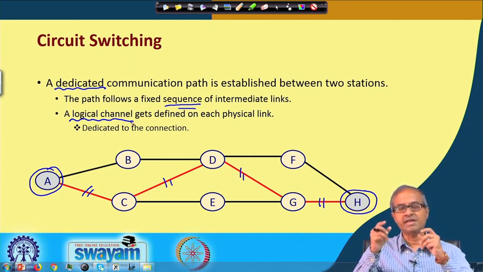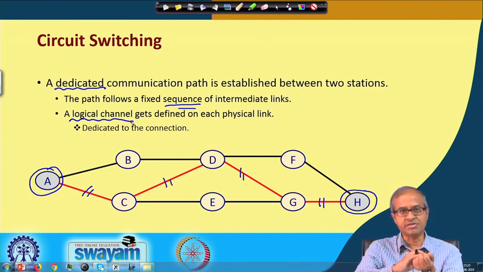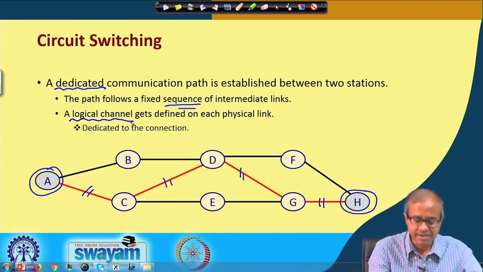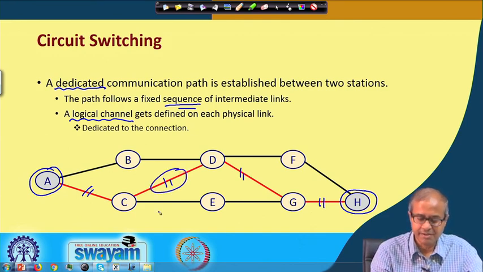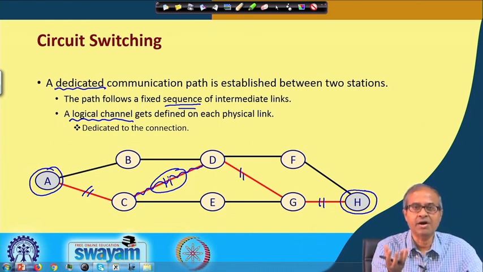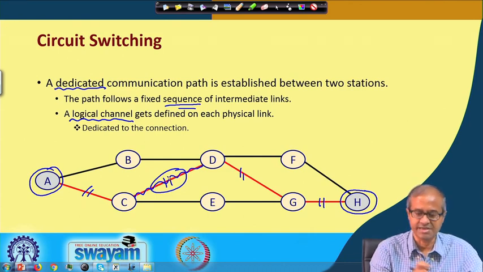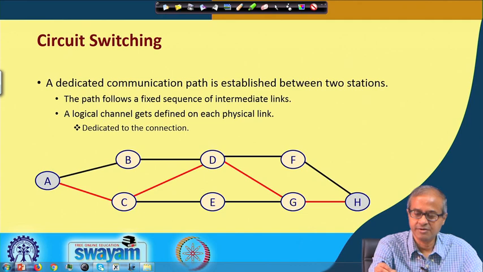Now, it is not that you are physically using that link on your own, and not allowing others to share. Maybe this particular link is also shared by some other communication, but for this particular communication from A to H, there is a 64 kilobit channel or bandwidth that you are guaranteed to get, you have been provided with, right. That is the idea.